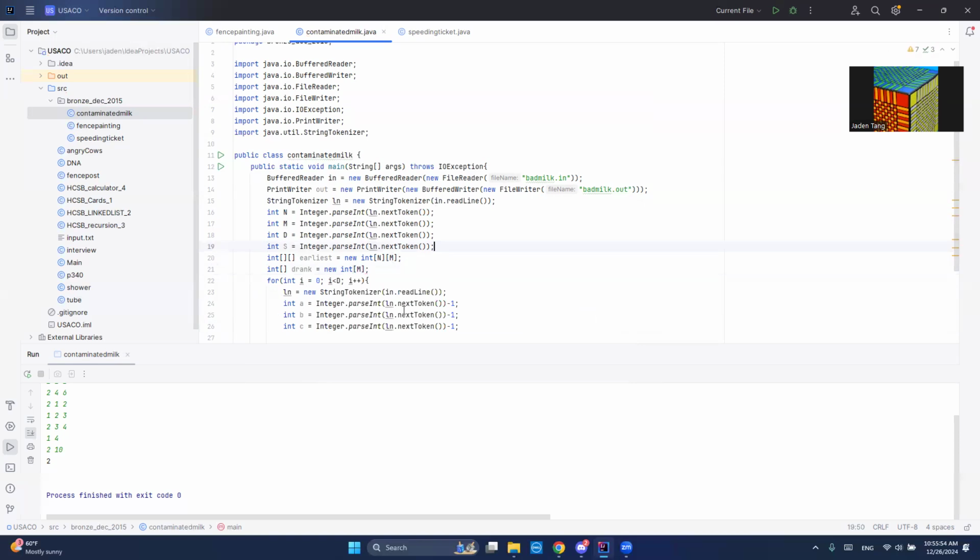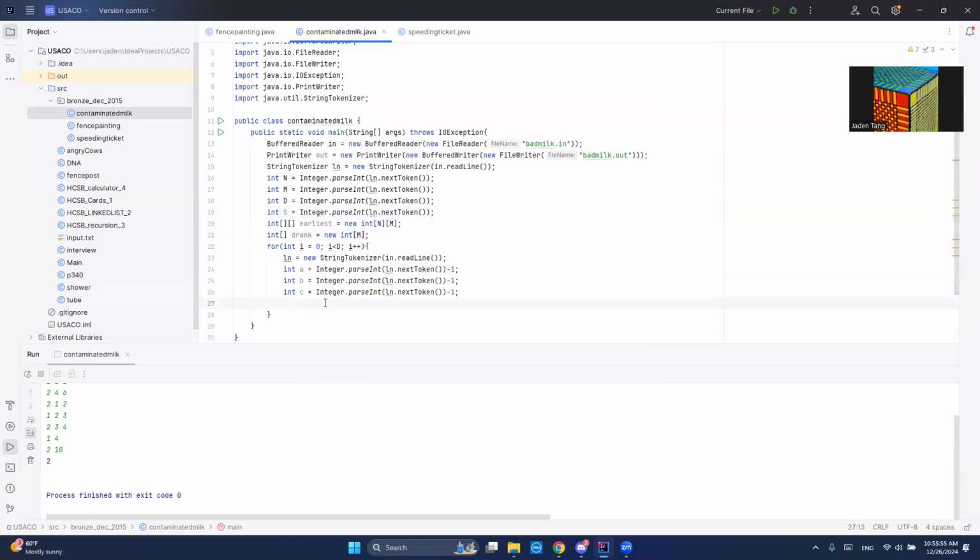And we will declare a drink array to see how many people drank each type of milk, for a slight speedup, instead of having to go through our earliest array again and look through that and see what people drank.